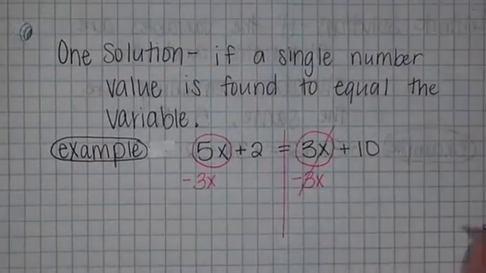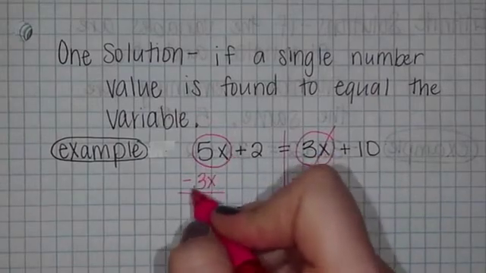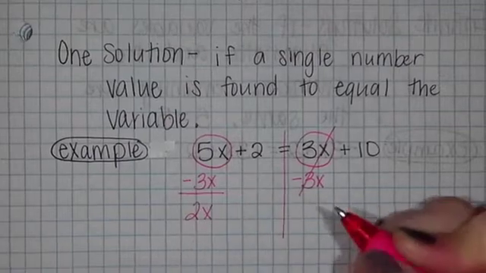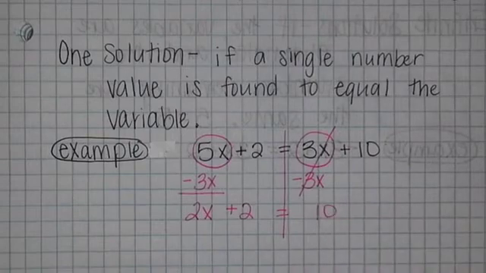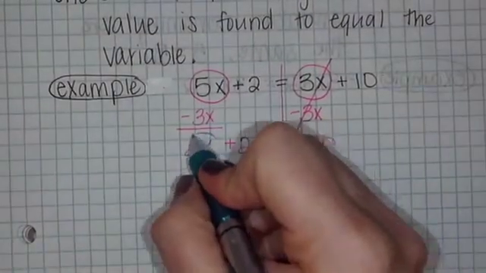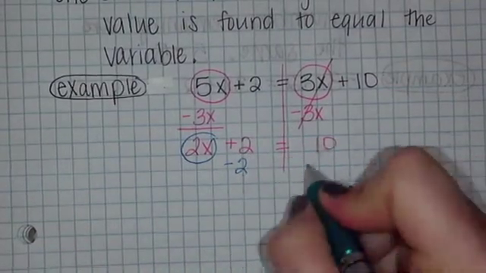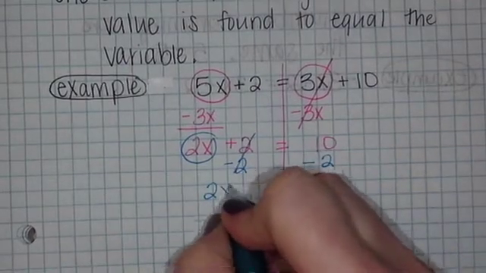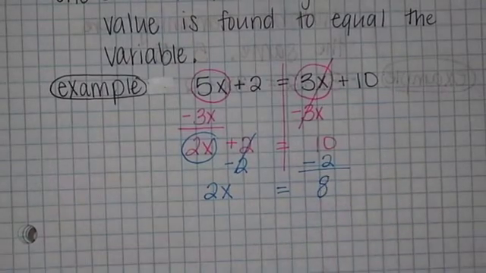So the 3x and 3x, or 3x minus 3x, canceled. Now if I have 5 apples and you take 3 apples away, now I only have 2 apples, plus 2 equals 10. Okay, continue to circle your variable. So the opposite of add 2 is subtract 2. Subtract 2. That cancels. 2x equals 10 minus 2, which is 8.